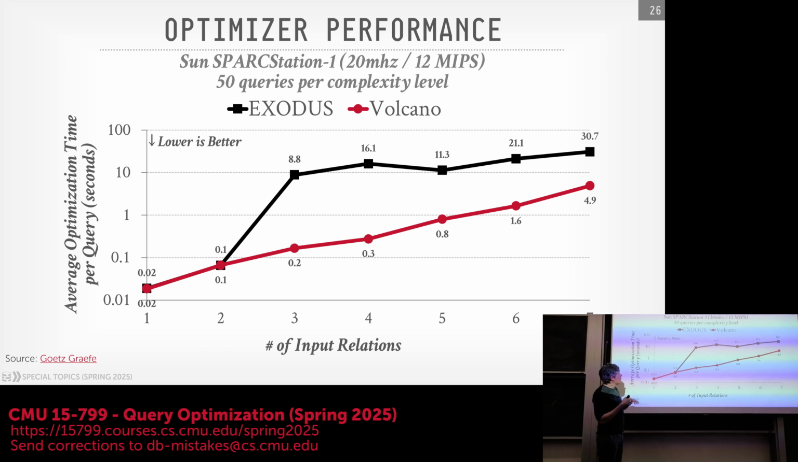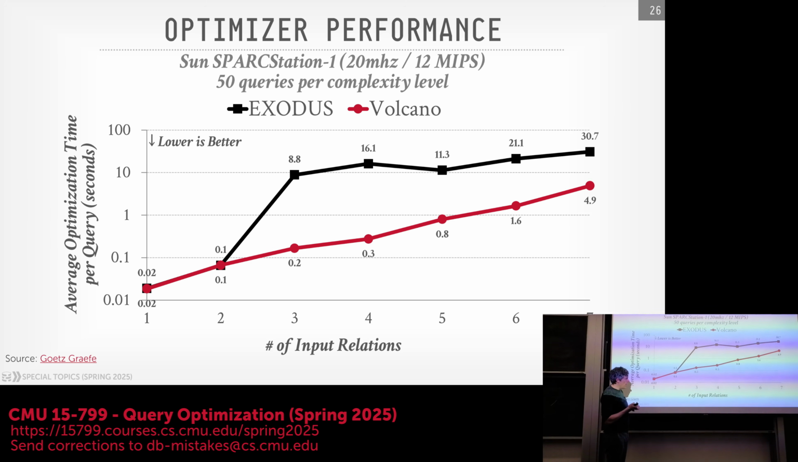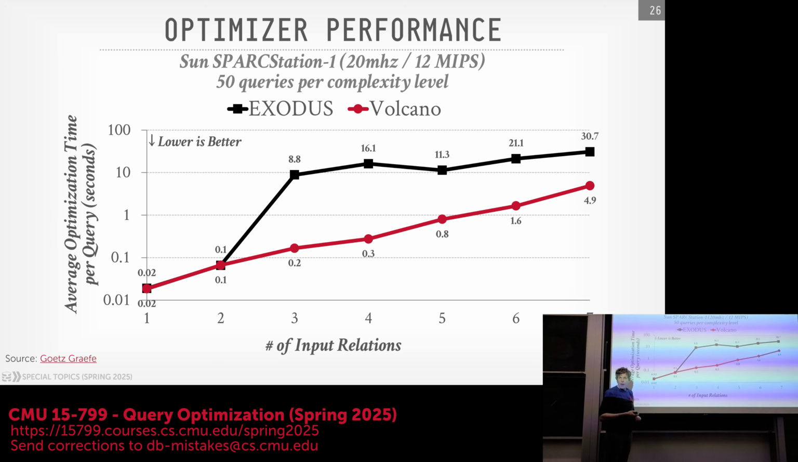They're running this on this old Sun machine back in the 1990s, and they're basically going to do fuzzing, looking at a number of different tables they want to join together in the query, and they'll have 50 queries for each category here. And so they're going to measure how long it takes for the query optimizer to produce whatever it thinks is the optimal plan for each given query.